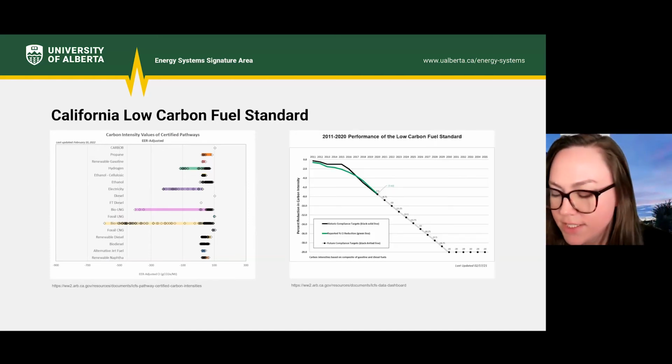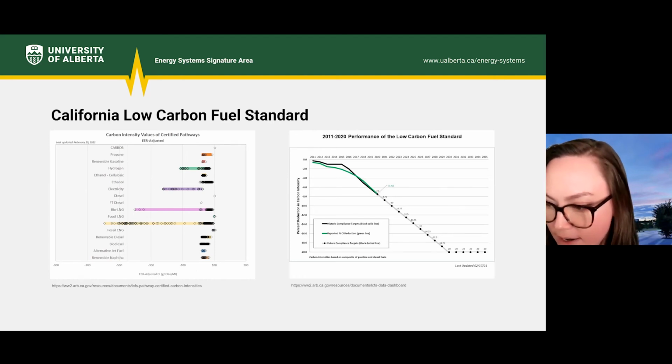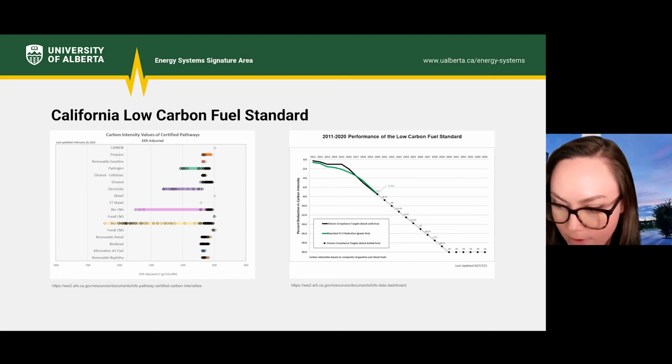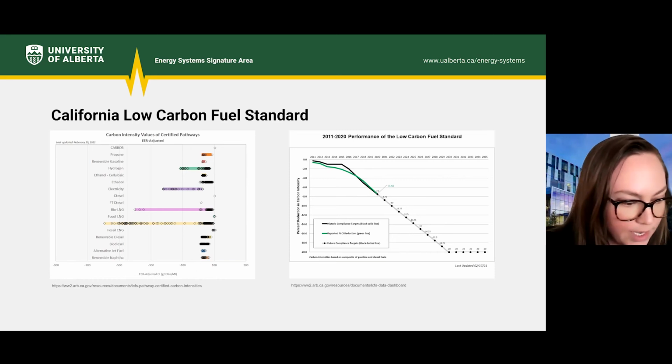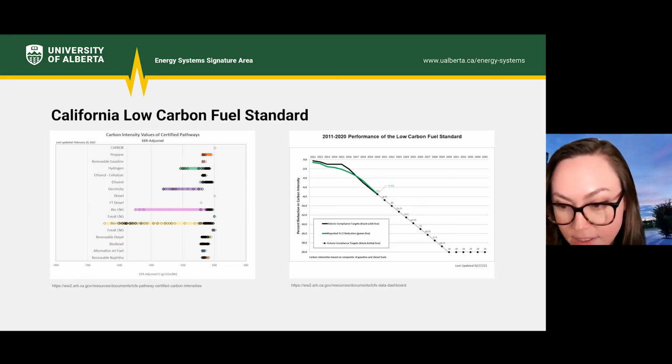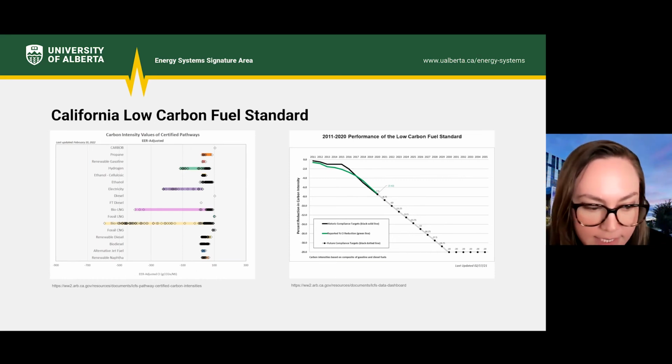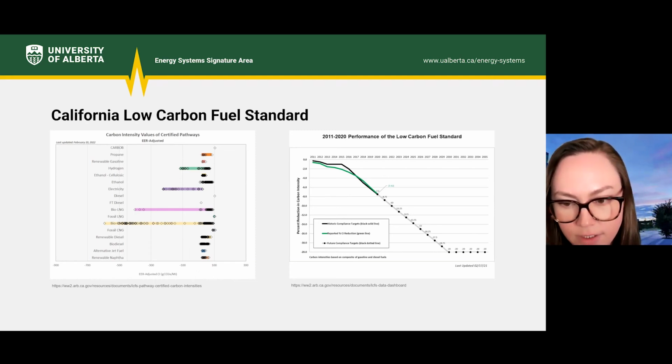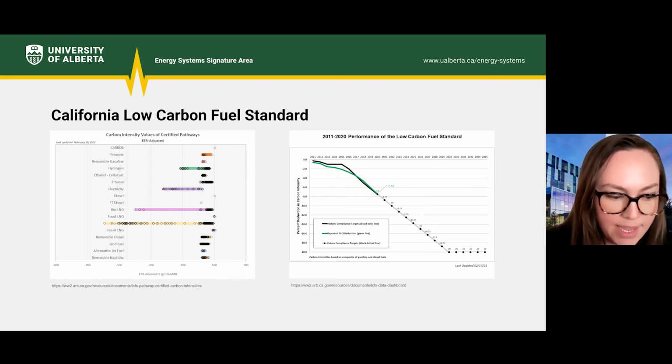What that has looked like from 2011 is that by 2020 there was a 7.5% reduction in the carbon intensity of the fuel, and they're on track to meet that 20% reduction by 2030. Since the enactment of this policy, similar policies have been enacted all over the world, and Canada has a national clean fuel standard that is being adopted.